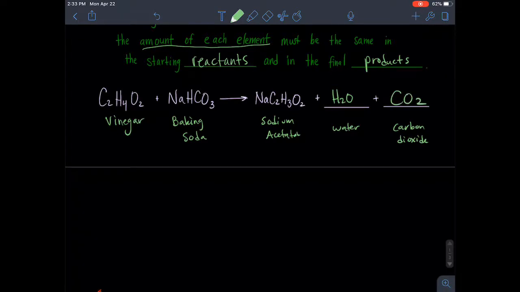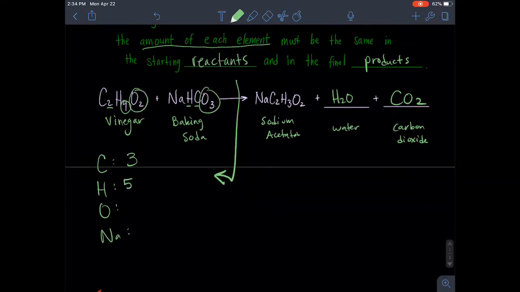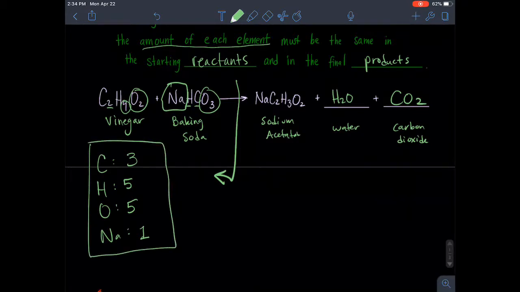Let's look at all the atoms that are on the left side of the arrow. We have carbon, hydrogen, oxygen, and sodium. Now let's count how many carbons we have. 2 plus 1 here would be a total of 3 carbons. How many hydrogens? 4 plus 1 here would be 5. How many oxygens? 2 plus these 3 would be 5 oxygens, and then we just have this 1 sodium.